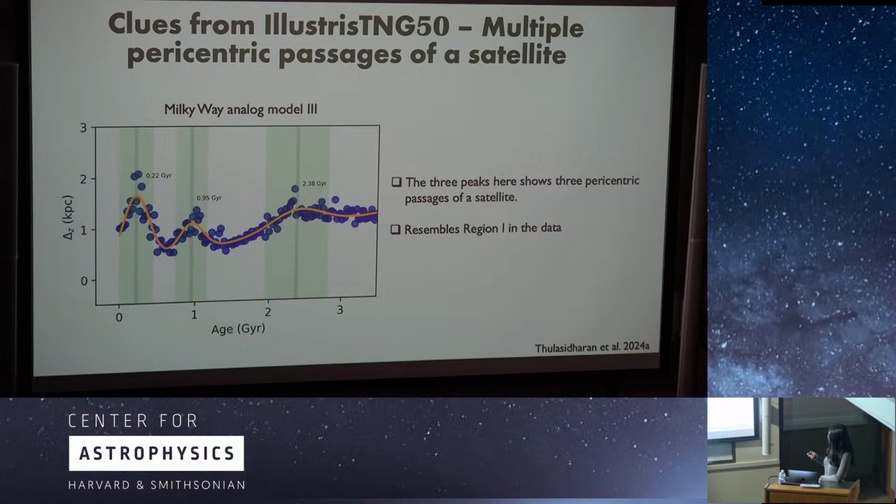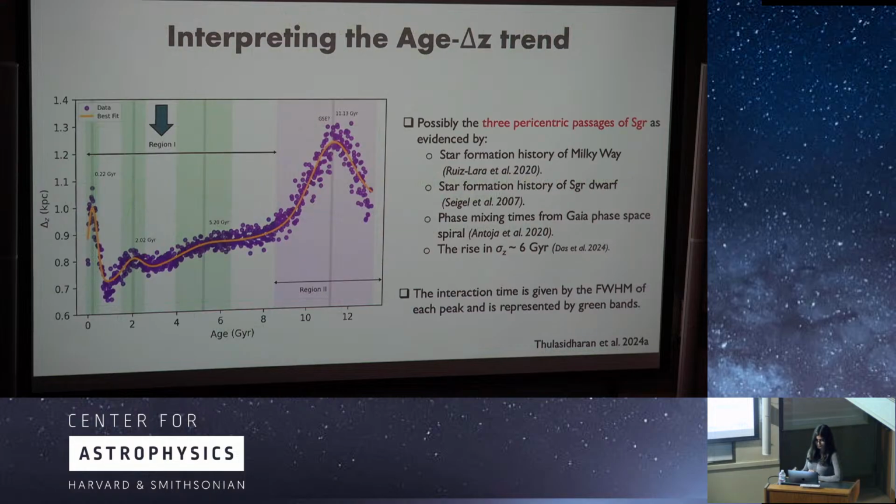So how does the signature of multiple pericentric passages of the same satellite manifest in the age-delta C diagram? Here is another model, model 3, where we can see in the age-delta C diagram 3 peaks corresponding to the 3 pericentric passages of the satellite. This trend is similar to what we see in region 1 of the data, in the age-delta C relation of the Milky Way stars.